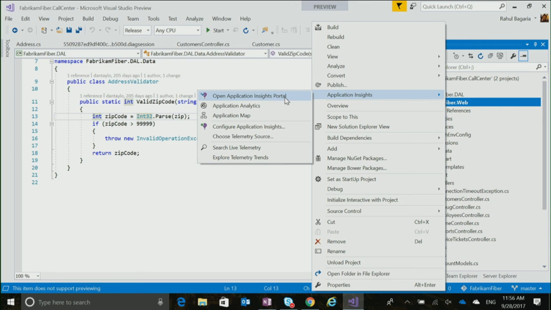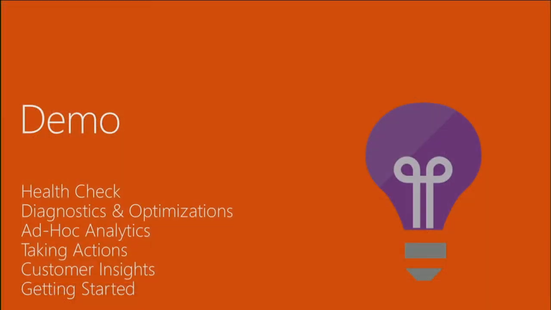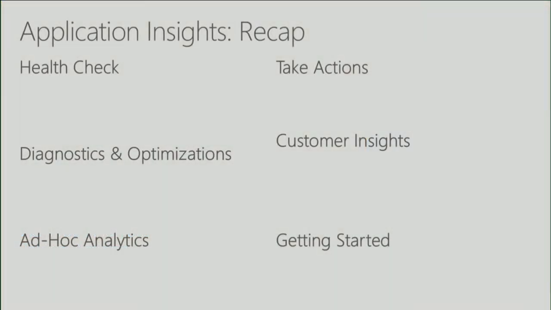So with this, let's get back to the last 5 minutes of our presentation and take you through some roadmap kind of pieces. So just a quick recap. We took you through health check, optimizations, analytics, actions, customer insights, getting started, and so on. While this is a text-heavy slide, or going to be a text-heavy slide, I won't spend more time on it, but it's just a good reference for you to look at later on.